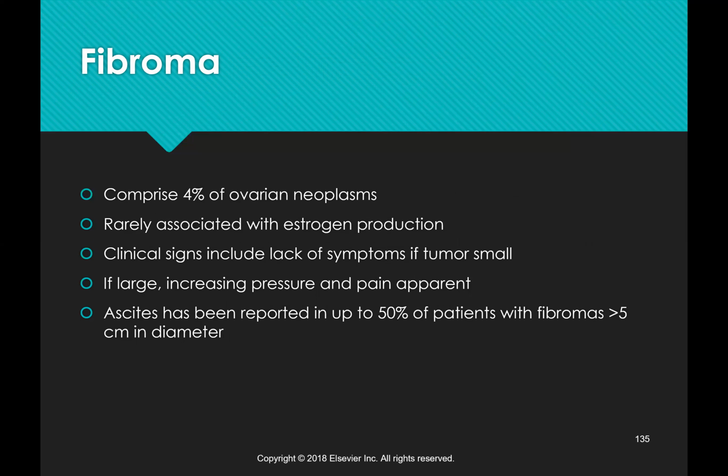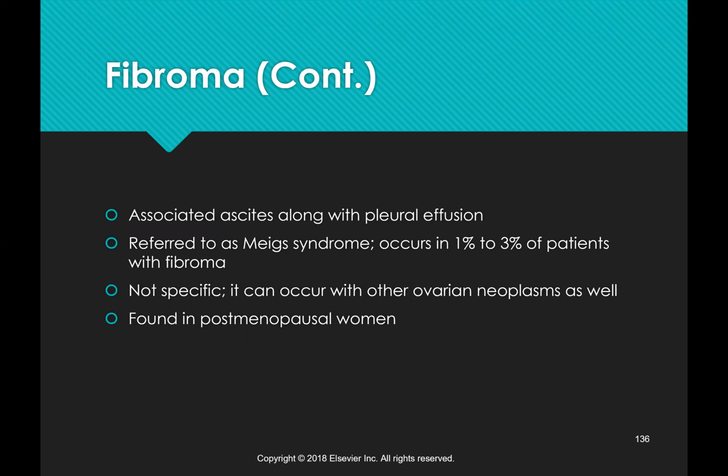A fibroma comprises 4% of ovarian neoplasms, and it's not associated with estrogen production. If large, it's increasing pressure and pain, and ascites has been reported in 50% of patients with fibromas of less than 5 centimeters. So know that fibromas are associated with ascites. They are also associated with ascites along with pleural effusion, and this is referred to as Meigs syndrome. So you need to know that a fibroma and this Meigs syndrome are connected.